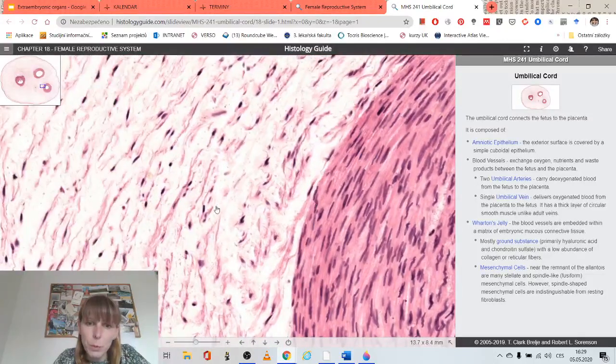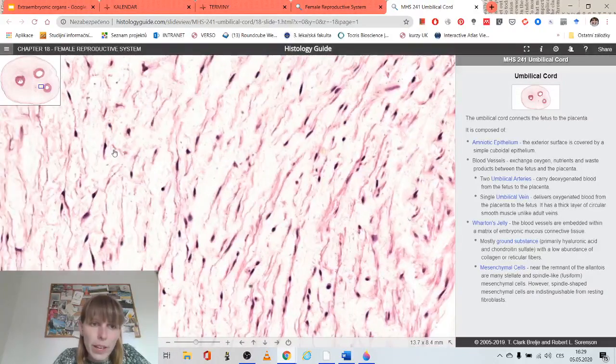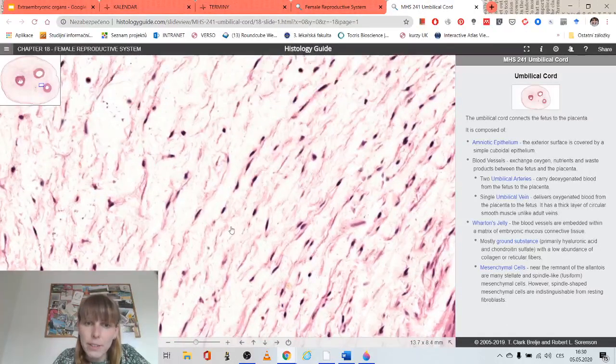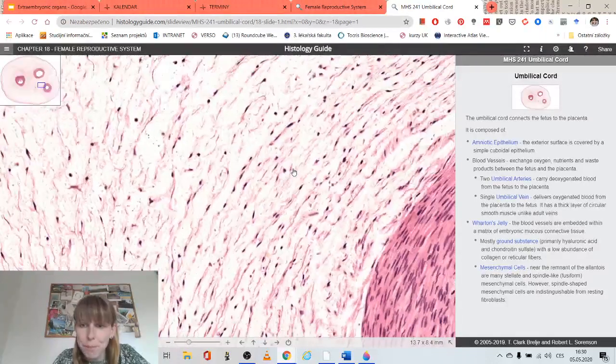And as we move out here, you can clearly see this is the border where we start to have the Wharton's jelly. So it's very loose, and you see nice spindle-shaped cells with elongated hematoxylin-stained nuclei. So these are the fibroblasts, and everything else is just extracellular matrix. So extracellular matrix of Wharton's jelly and the fibroblasts.